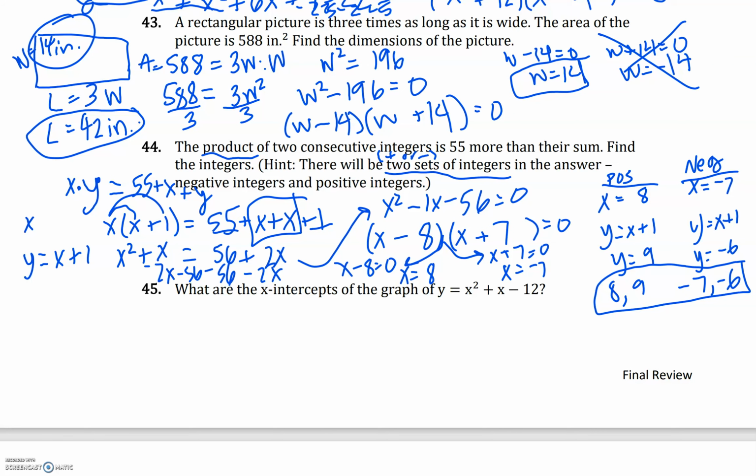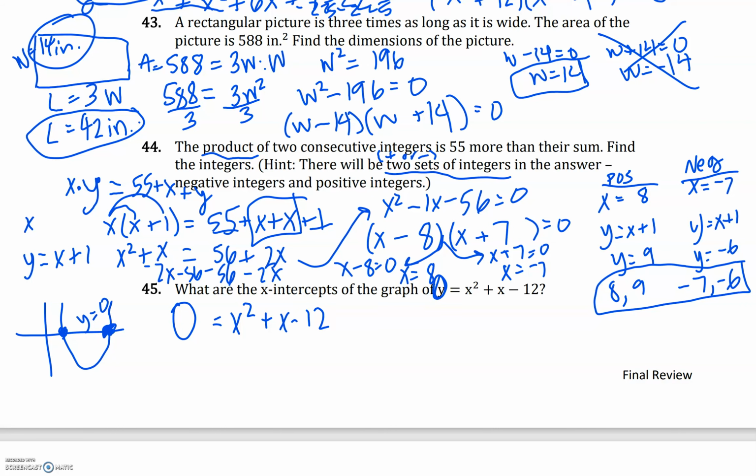45 talks about intercepts. X-intercepts, just a reminder, are where a graph touches the x-axis. And for a lot of parabolas, that means we have two x-intercepts. Could be less than that, but at most we'll have two. So it says, what are the x-intercepts of the graph of y equals x squared plus x minus 12? So we might have two answers, we'll see. One thing to remember about x-intercepts is that at that point, y is always 0. So to find them, we plug in 0 for y. So right here, we'll plug in 0 there.